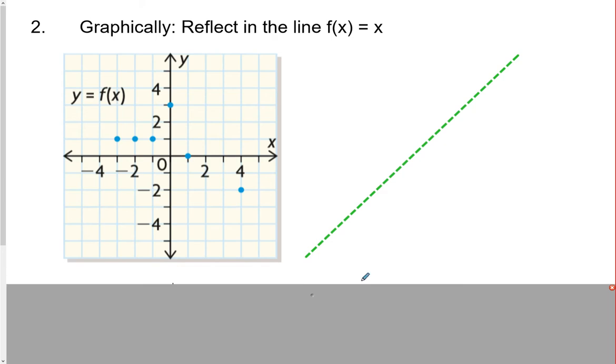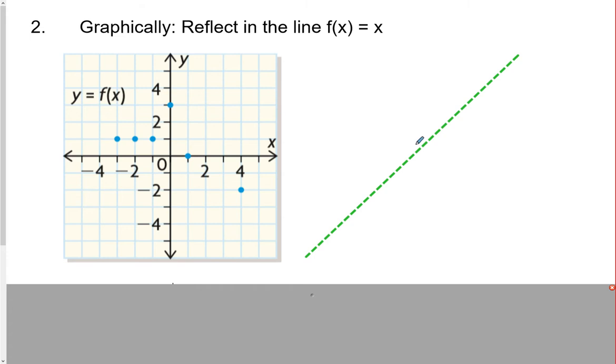Here's method number two. We're going to do it graphically. So we know that when we do it graphically, we're going to have to make a reflection in the line f of x equals x. That's our straight line with a slope of 1.